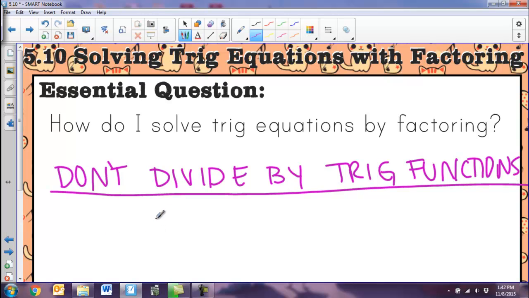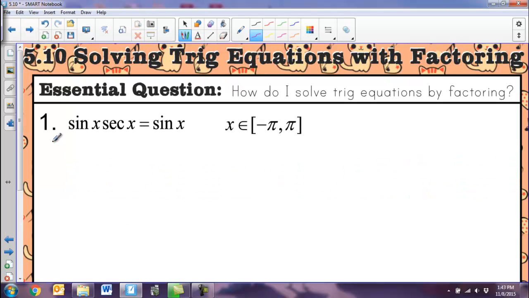What's going to happen there is you're going to lose solutions, and so you'll only get one or two of the answers instead of getting all of them, and possibly something might not even work out, so you'll think that there's no solution, but there actually is. So again, today we're factoring, and there's two different types of factoring, but the big thing you have to remember is do not divide by trig functions. So let's start, and we're going to look at a problem like this.